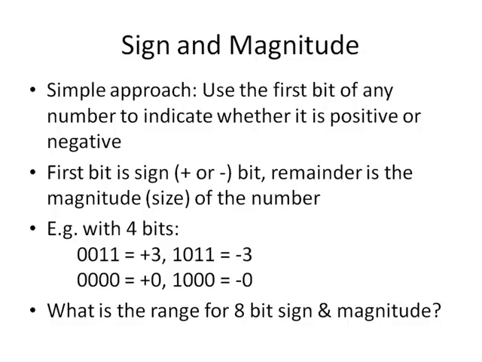So with just 4 bits, 0011 would be 3, 1011 would be minus 3. And we would also have a plus 0 and a minus 0 value. So the range for 8-bit sign and magnitude, well, it would be minus 127 to plus 127. You can test that out for yourself. So 2 to the power of 7 is 128, minus 1, 127. And so you can go from minus 127 to plus 127.